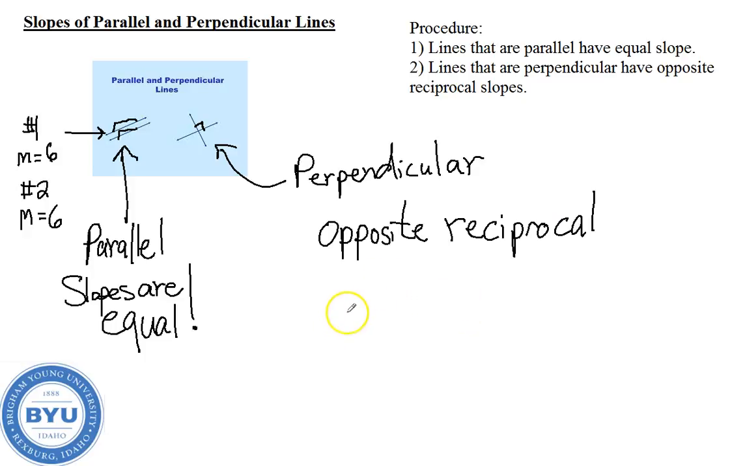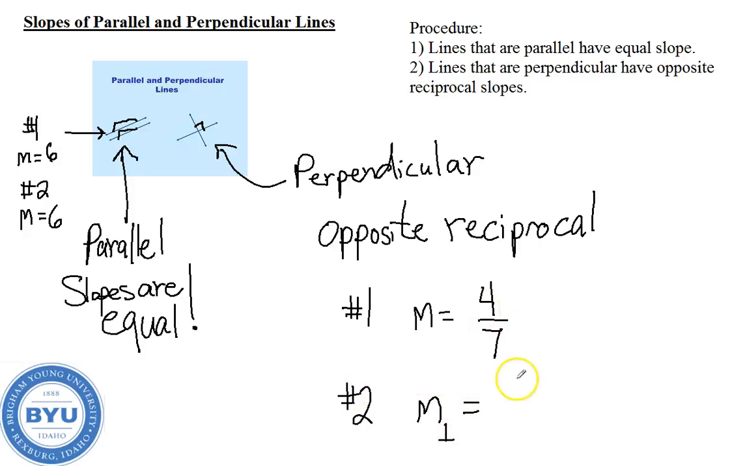So for example, if line number 1 had a slope of 4/7, and we knew that line number 2 was perpendicular, then a perpendicular slope would be the reciprocal of this. So we flip the number, it becomes 7/4, and we take the opposite sign. So I would call it -7/4.